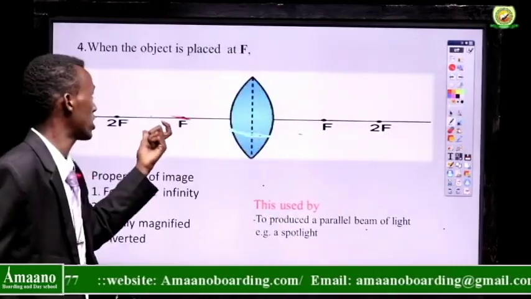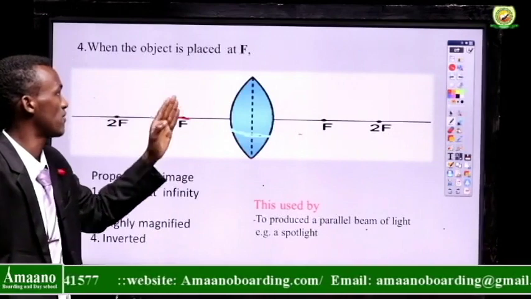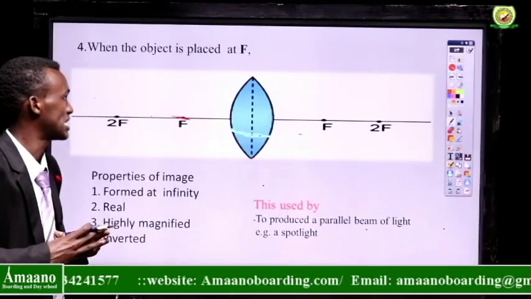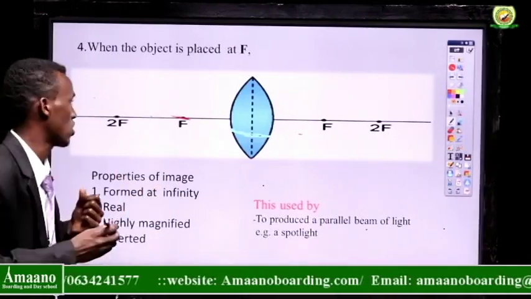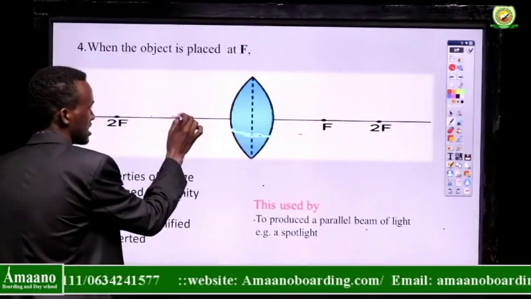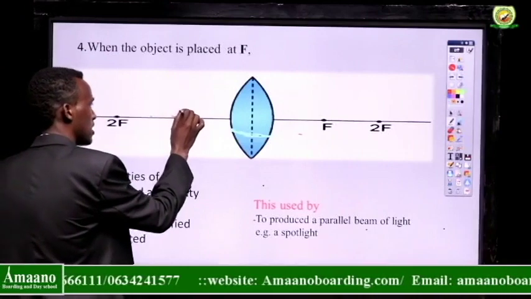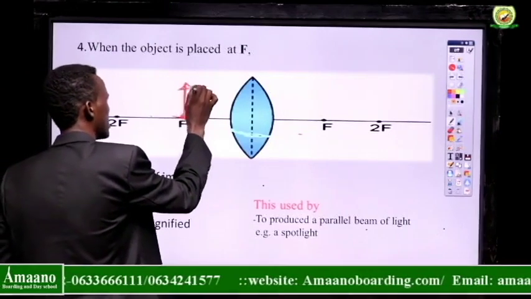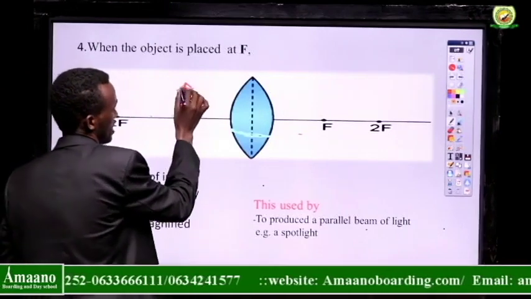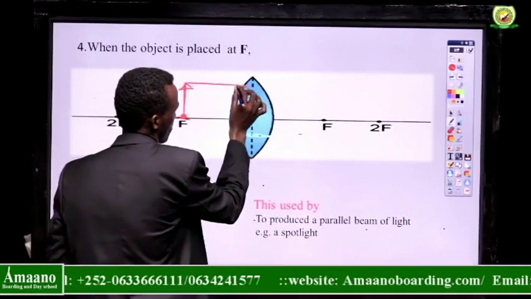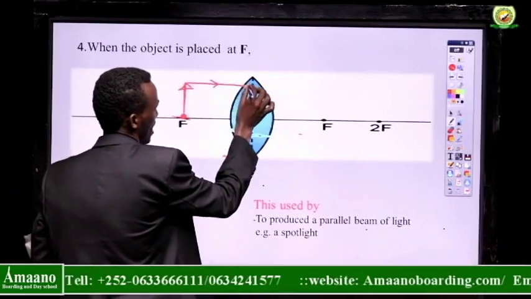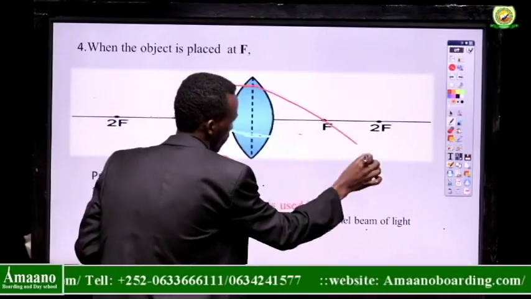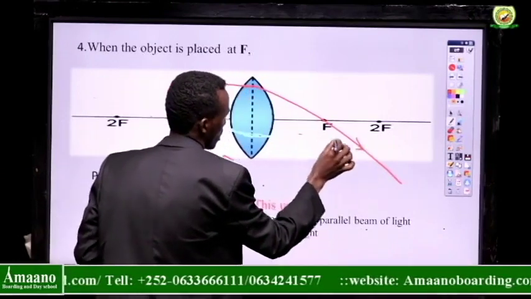Okay, the fourth one is when the object is placed at f. When the object is placed at f, where does the image form? Okay, where is f? F is the focus. When the object is placed at F, a ray that is parallel to the principal axis passes through the focus.